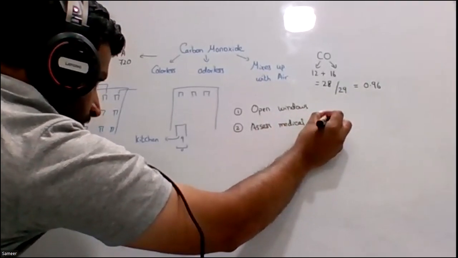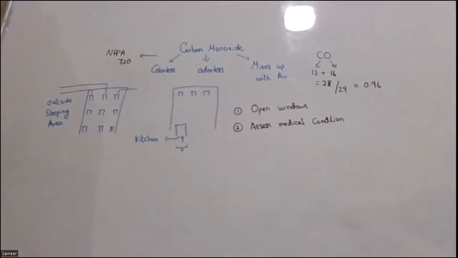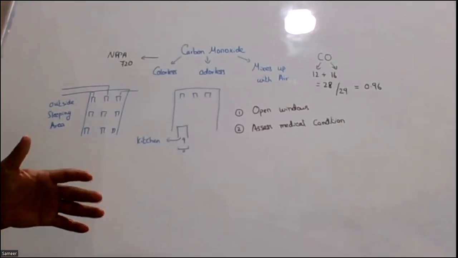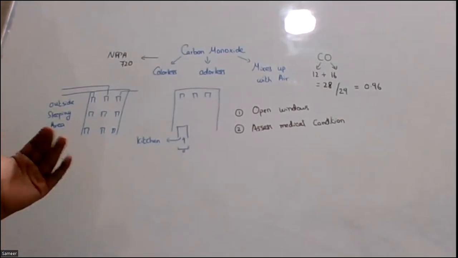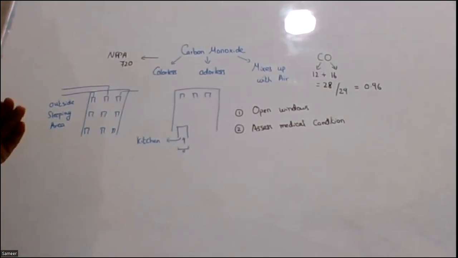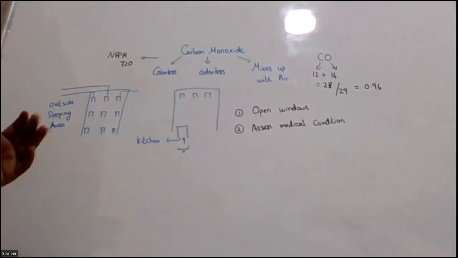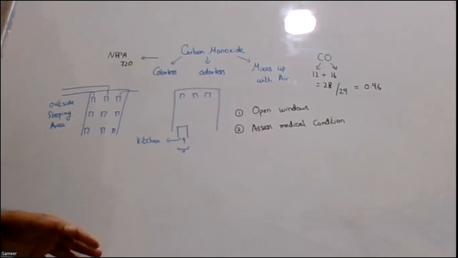If someone is in an unconscious stage, because when carbon monoxide is absorbed up to a specific concentration in a human body, the first thing is a headache. Initially headache, nausea, then eventually a person may go into unconsciousness, and then afterwards death also. So assess the condition of the occupants, if they need any type of medical attention.